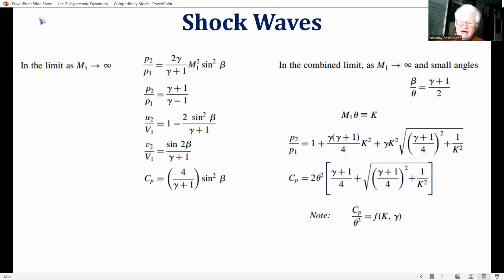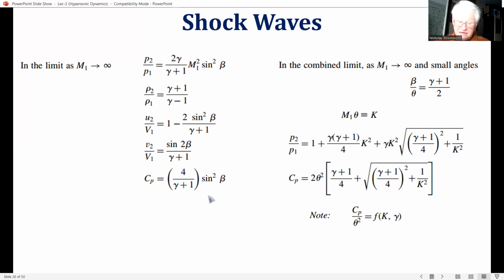So let's start with the shock wave. In the limit, as you remember before, M1 goes to infinity. We may write this series of expressions for P2 over P1, rho2 over rho1, U2 over V1 and V2 over V1, and this expression for Cp.